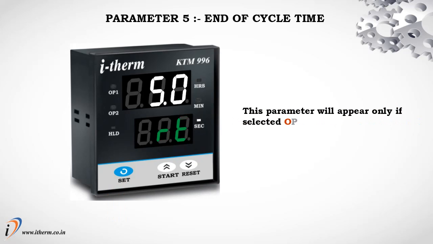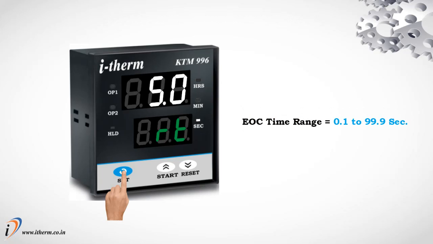Parameter 5, end of cycle time. This parameter will appear only if the selected output 2 function is end of cycle time. End of cycle time range 0.1 to 99.9 seconds.